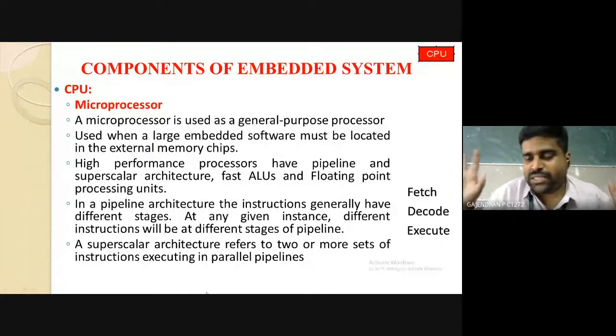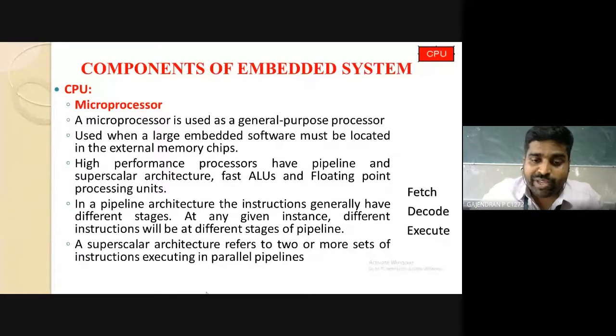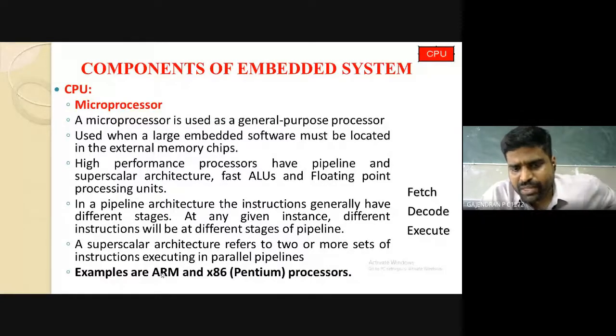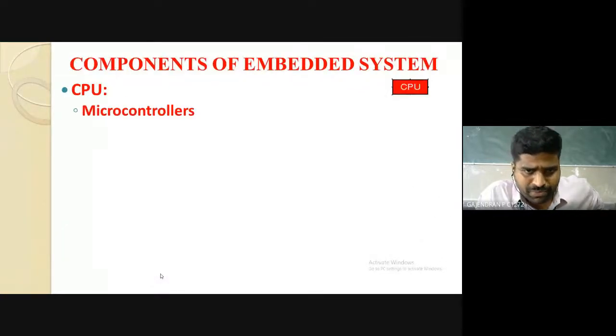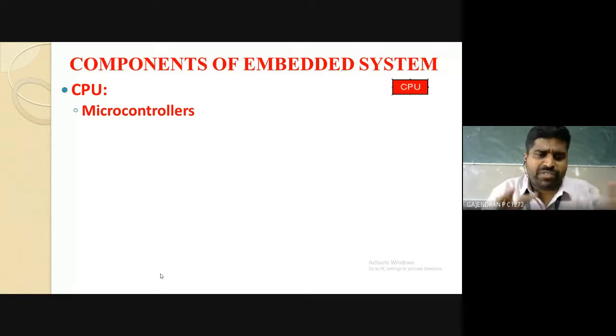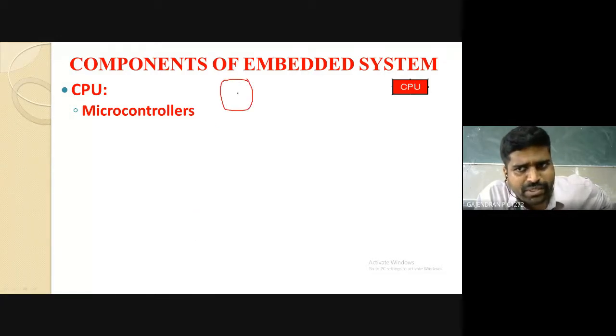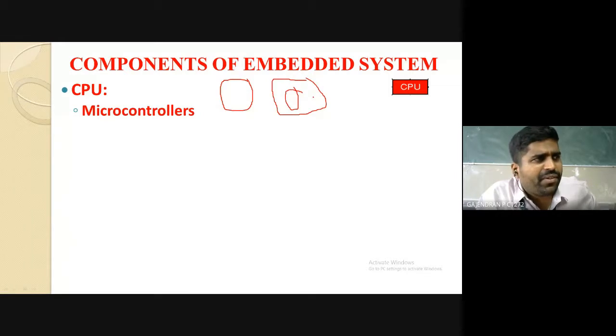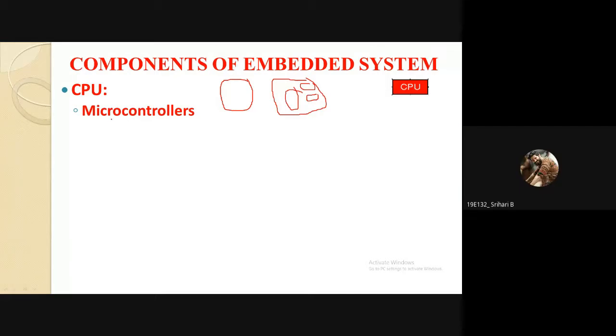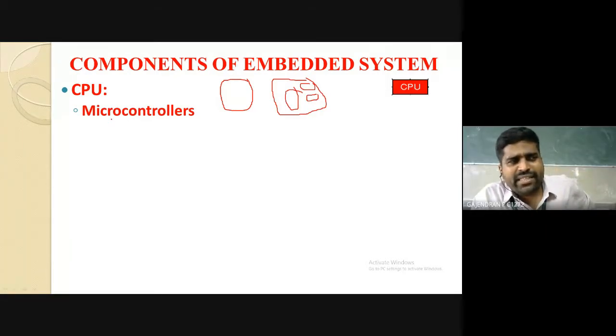There are some advancements in the microprocessor we choose for our embedded system application. That's all. For example, ARM and Pentium processors. Then we will get into the controller. What is the difference between the microprocessor and microcontroller? Microprocessor is a simple processing unit, but a controller consists of more than a processing unit. Tell me one or two blocks inside your controller. IO, memory. Anything else?